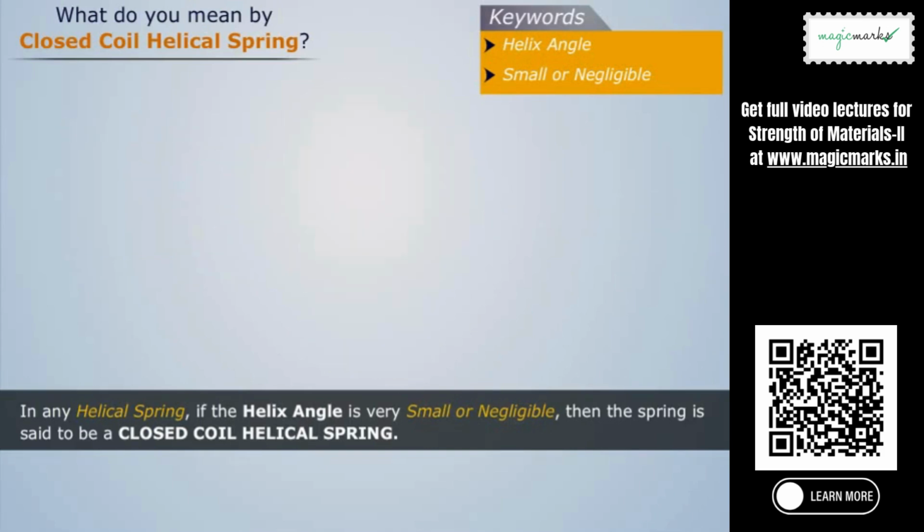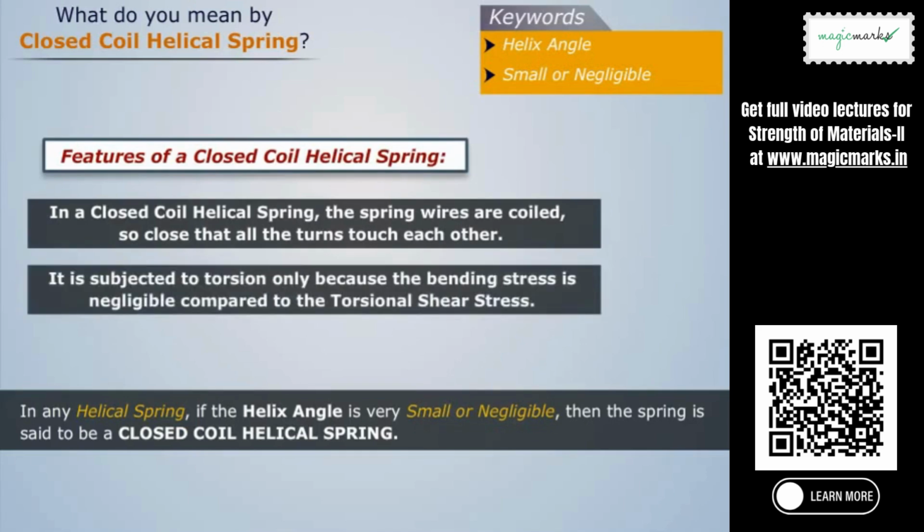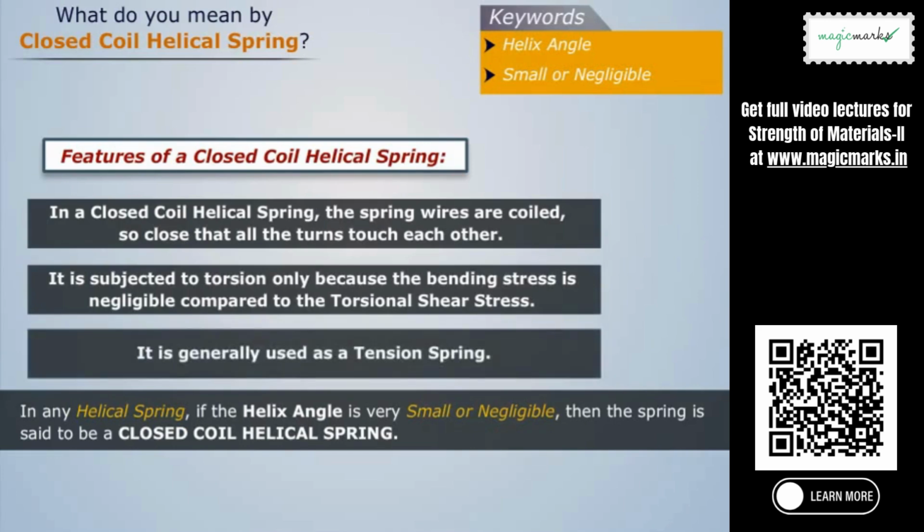Now let us take a look at its features. In a close coiled helical spring, the spring wires are coiled so close that all the turns touch each other. It is subjected to torsion only because the bending stress is negligible compared to the torsional shear stress. It is generally used as a tension spring.